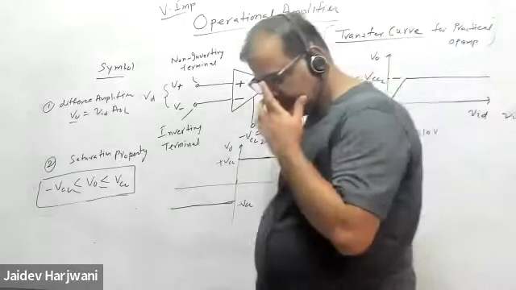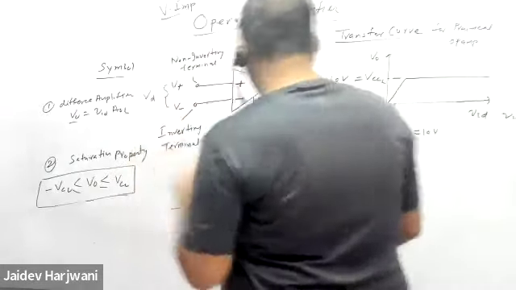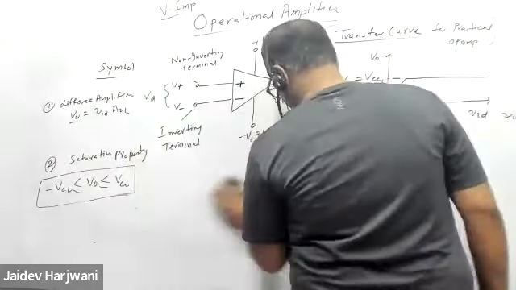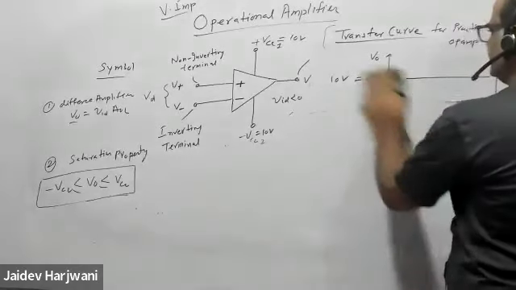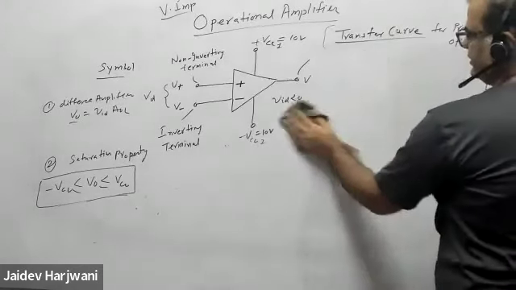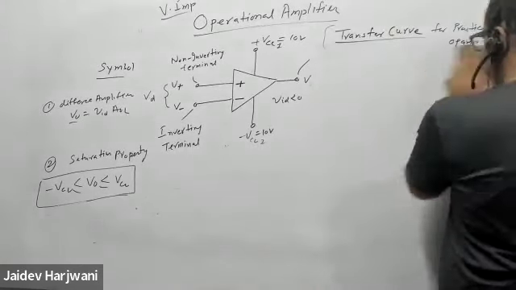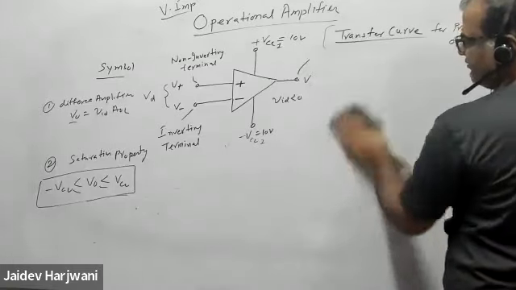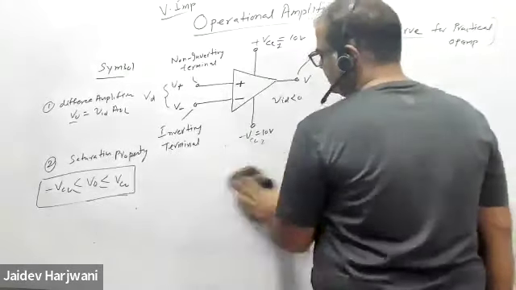Is there any question? Now, this is the property. So if the difference is negative, the output is negative. If the difference is positive, the output is positive.